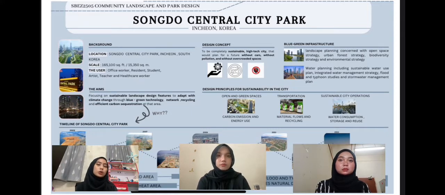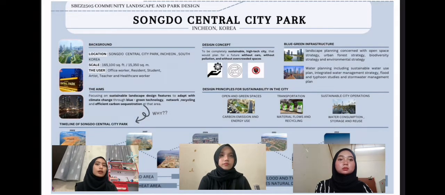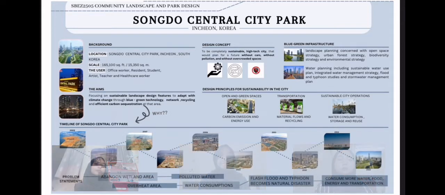Other than that, they also apply the blue-green infrastructure in their landscape planning to concern the open space strategy, urban forest strategy, and also the environmental strategy. And not forget the water planning, including sustainable water use plan, integrated water management strategy, flood and typhoon study, and also stormwater management plan.